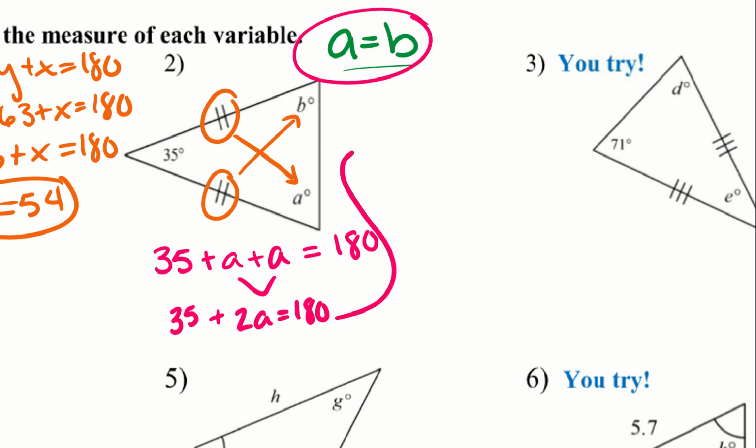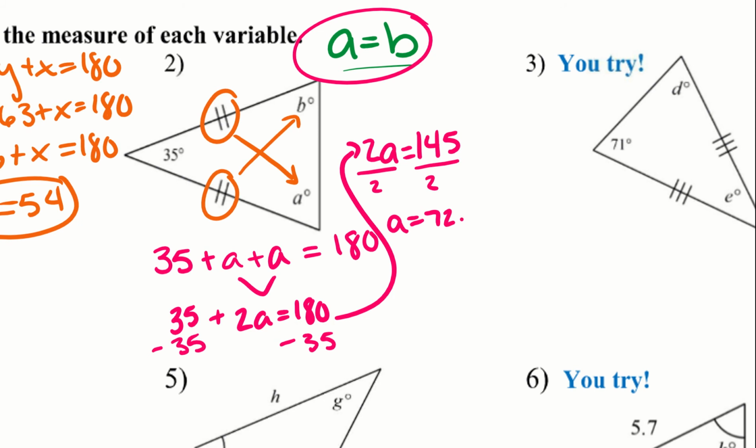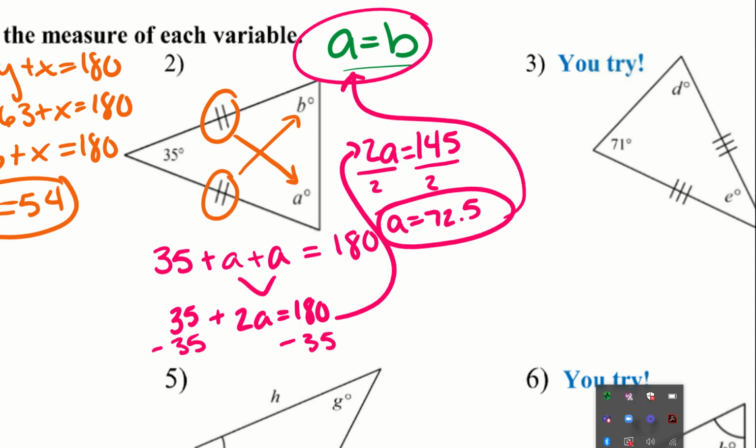I'm going to move up here so I have slightly more room. So I'm going to go ahead and subtract my 35 from both sides. I now have 2a equals 145. Now go ahead and divide by 2. A equals 72.5. Okay. So if A equals 72.5, so remember A equals B, which means B also equals 72.5.